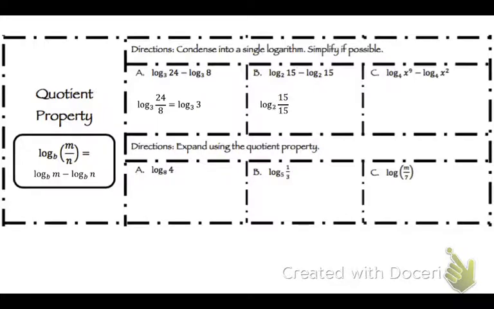Okay, b, that's 15 divided by 15, which is 1. So log base 2 of 1. C, that's log base 4 of x to the 9th divided by x squared, which is log base 4 of x to the 7th.